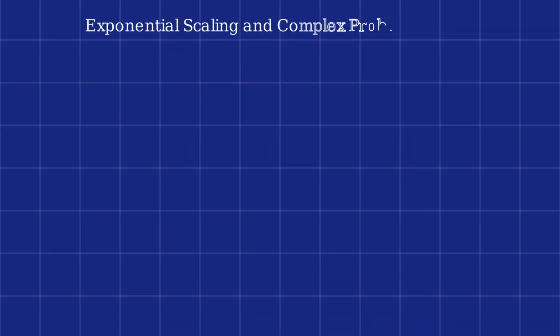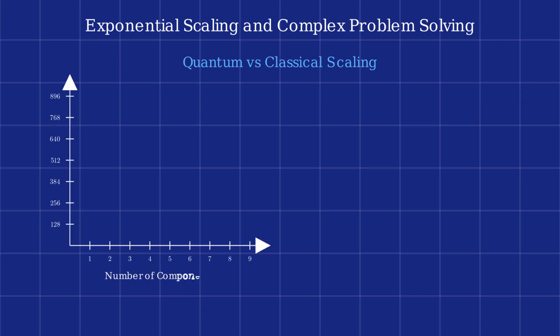Quantum computers harness the properties of quantum mechanics to achieve computational scaling that classical computers cannot match. Classical computers scale linearly with the number of transistors, shown in teal. If you double the components, you roughly double the power.